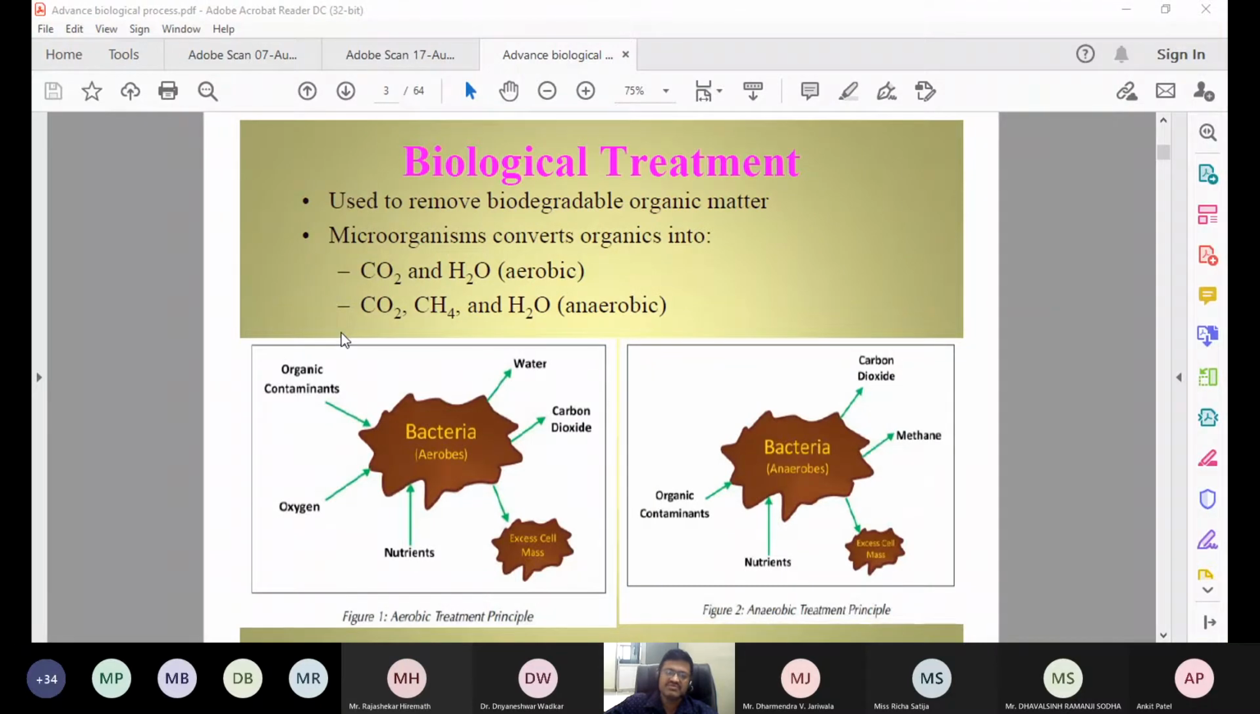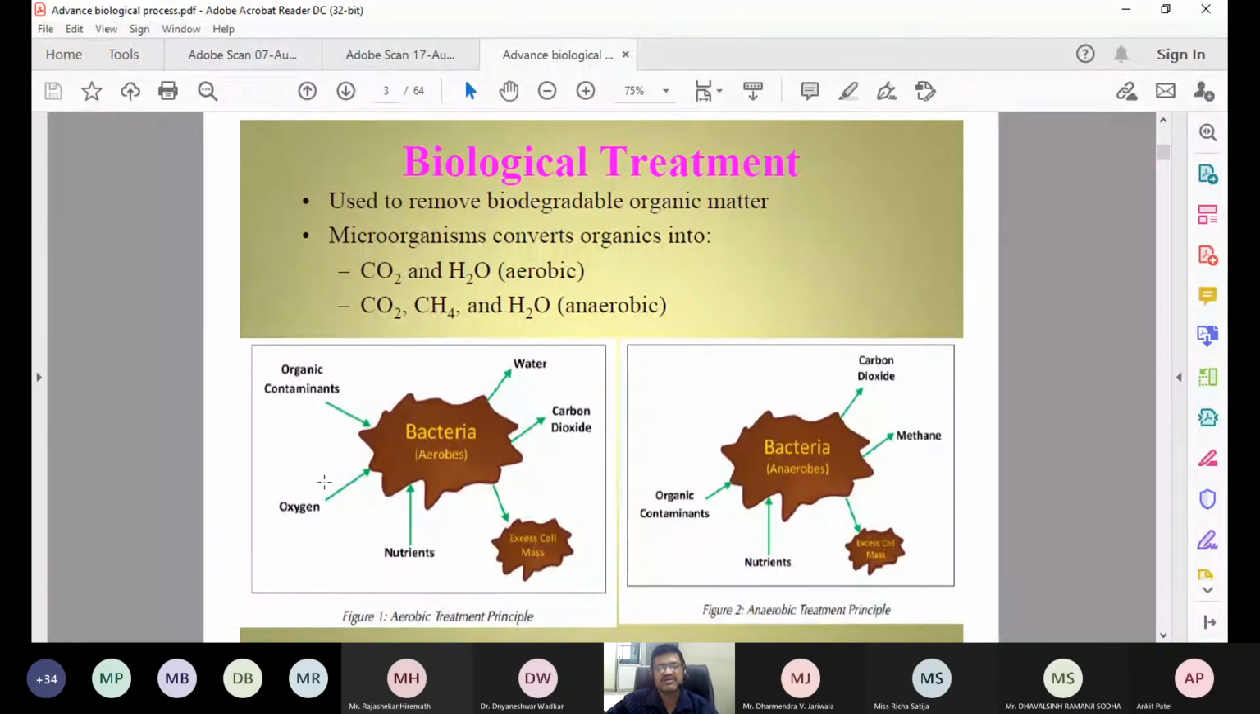Other than the aquatic species, there are many bacterial species. So aerobic bacteria, what are they doing? They start degrading whatever organic matter is there. As they degrade these organic contaminants in the presence of oxygen, the aerobic bacteria require oxygen.